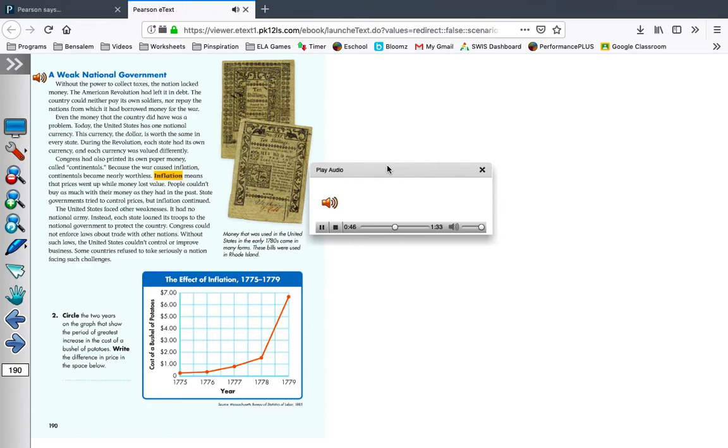Inflation means that prices went up while money lost value. People couldn't buy as much with their money as they had in the past. State governments tried to control prices, but inflation continued.